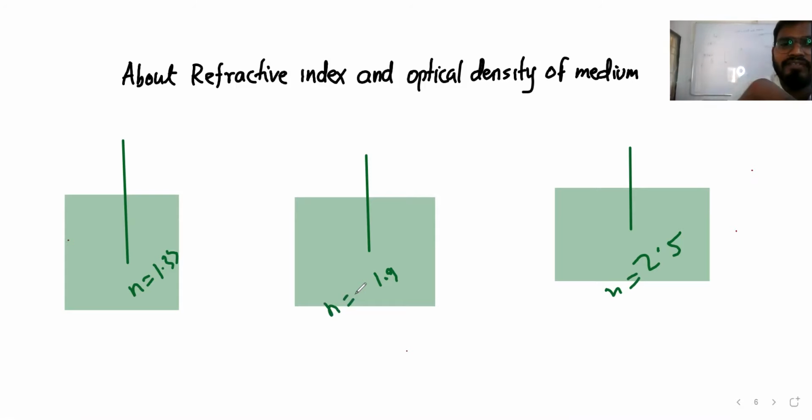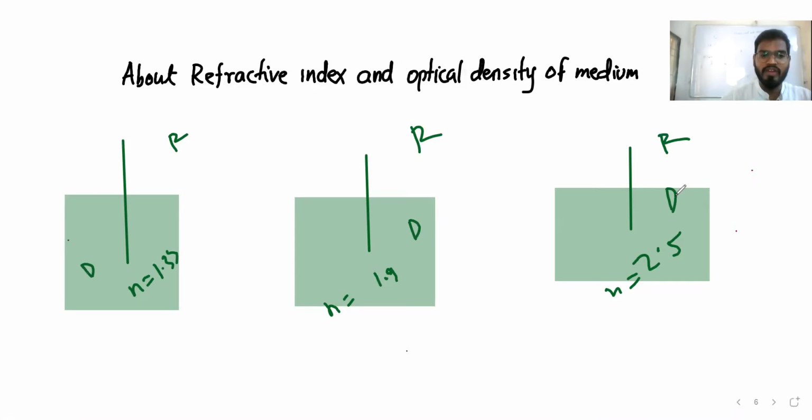Now first, a ray of light travels from rarer to denser. This is rarer, guys, and this is denser. When a ray of light travels from rarer to denser, what will happen? It will bend towards the normal. So what will happen if it comes here? The ray of light travels and bends towards the normal. Here is the bending. Now let's see.